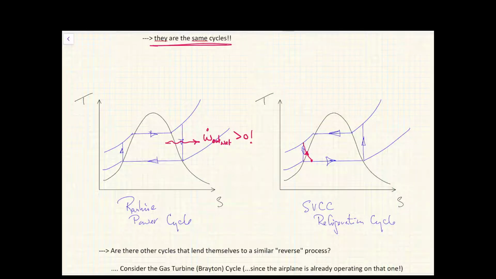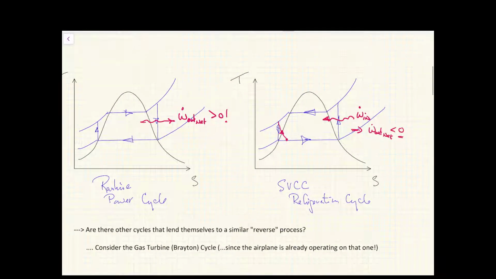There's more heat leaving the cycle than there is heat going in, which means that we have a net work out that is negative in that particular case, right? So this guy here is work in, and it's clearly positive, and so that means that our net work out is less than 0. And so, as we expected, a refrigeration cycle must require energy to keep going.